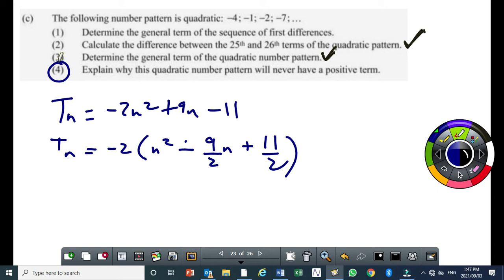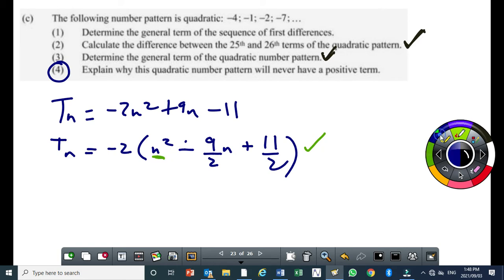So I've got my general term, then I said, let me factor out negative 2. So I factored out negative 2 there. The reason is because when you want to complete the square, the coefficient of that term must be equal to 1. Remember, we completed the square in term 1. If you want to complete the square, the coefficient of the variable must be equal to 1. So I factored out negative 2.